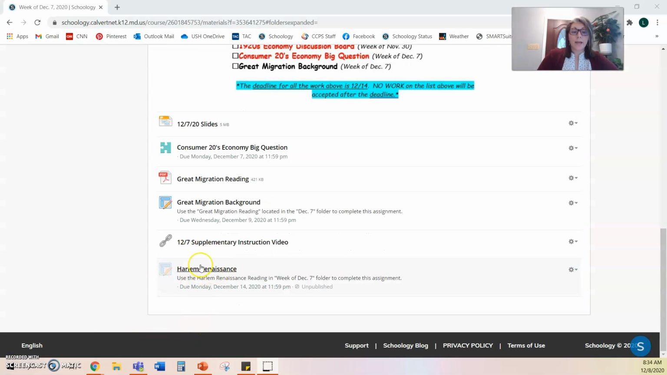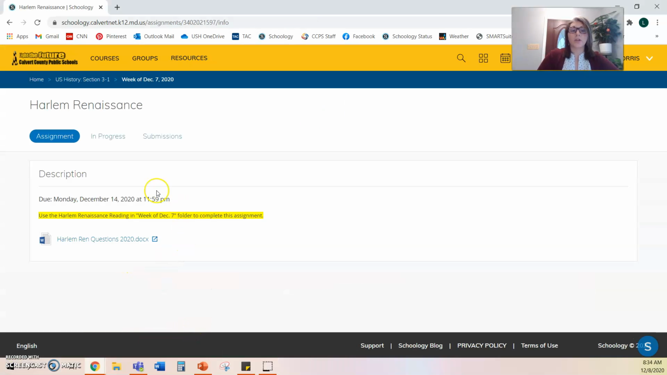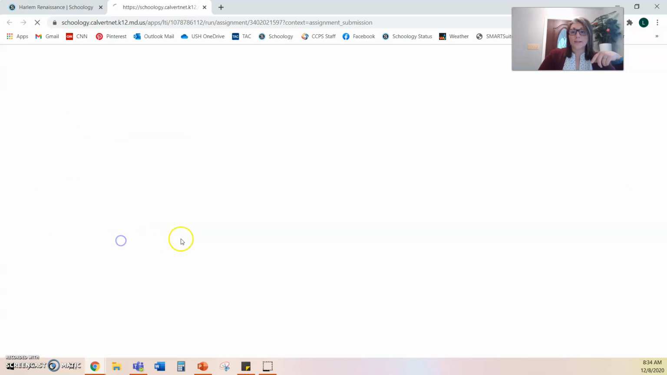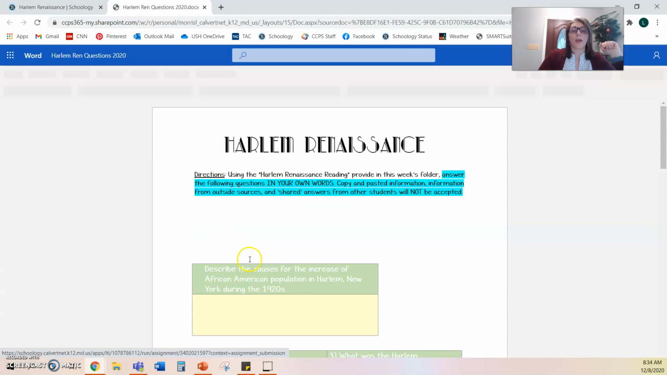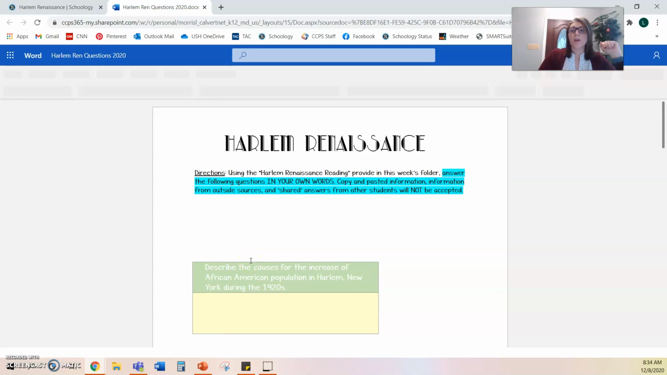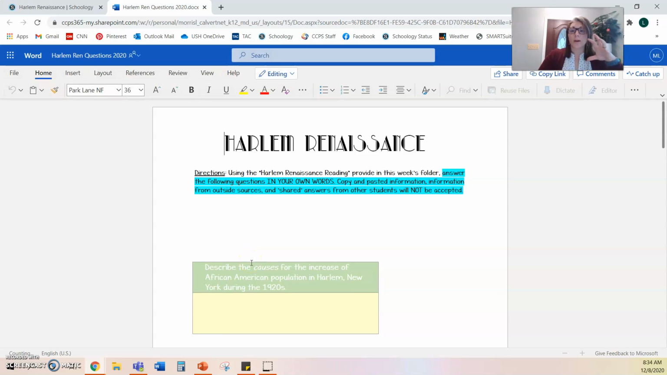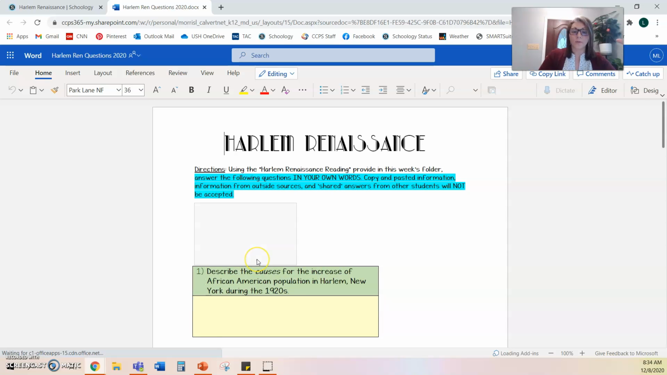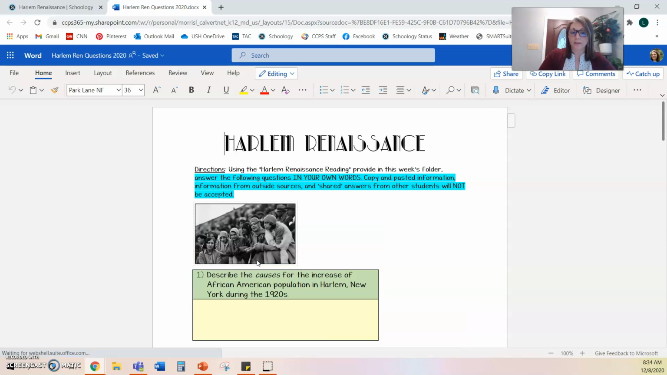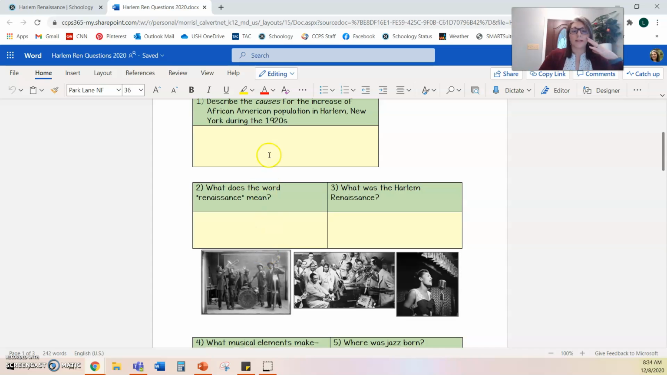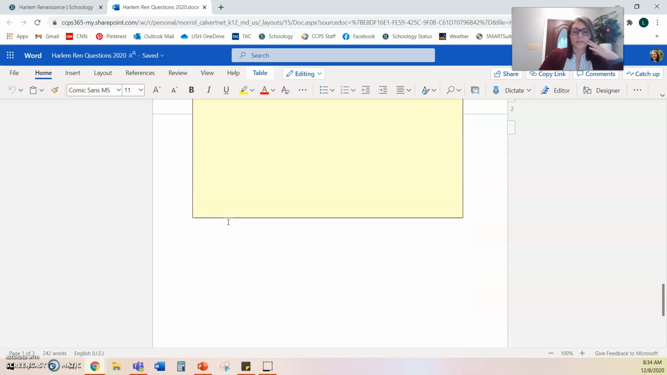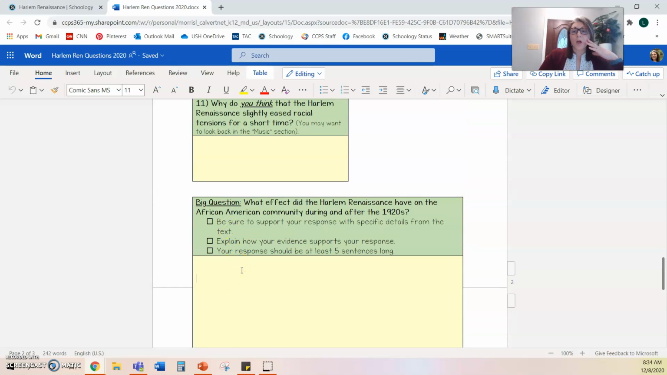Okay, so for your assignment, it is the Harlem Renaissance assignment, and you are going to be using the Harlem Renaissance reading that is located in the same folder to complete the assignment. So it is a normal Miss Morris assignment. We have a reading and some questions, and all the questions are based on the reading that is in this folder, so you're not looking randomly on the internet, you're looking in this folder to complete it. So you're going to just answer in the yellow boxes for each of these questions, and then you also have your big question.